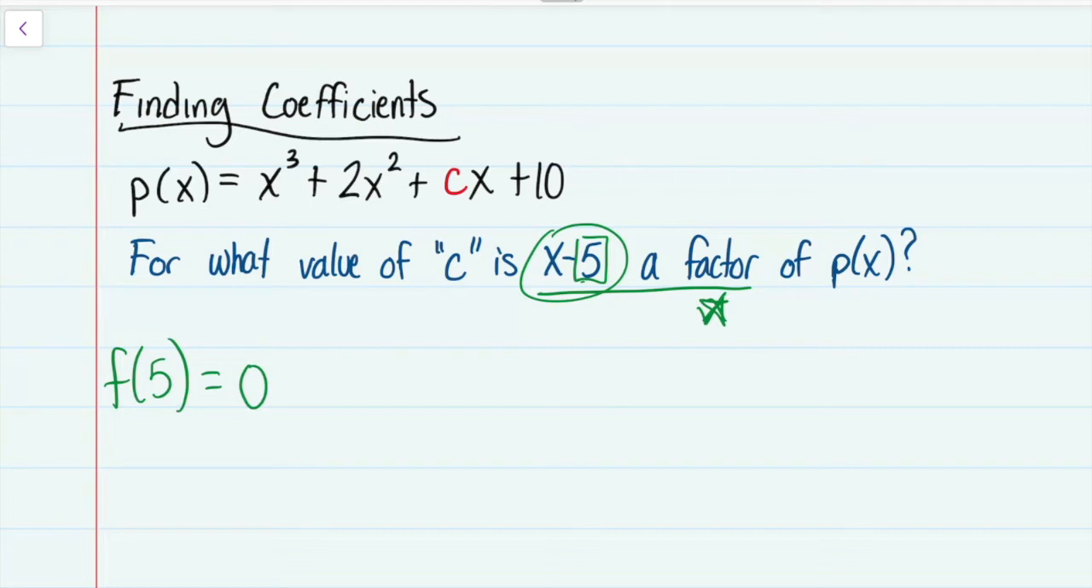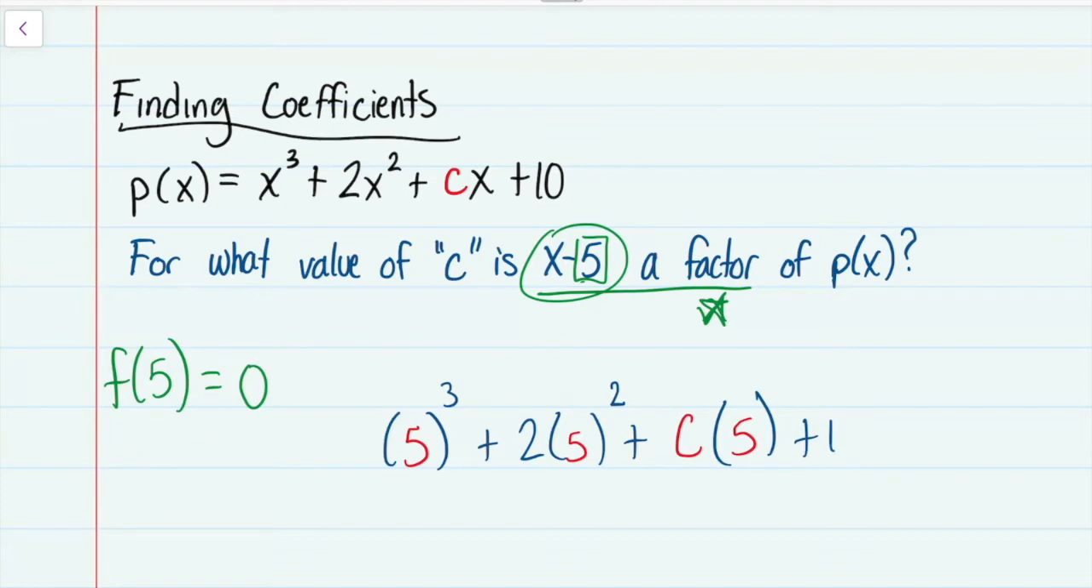If I plug in a 5, look at this. For every x, we're going to put a 5. 5 to the third, and actually, let me put that in red so you can see the difference. And then it's plus 2 times 5 to the power of 2, plus c times, that's just going to be a 5 as well. And finally, plus 10. But you know it's a factor, so my answer at the end should be a 0.